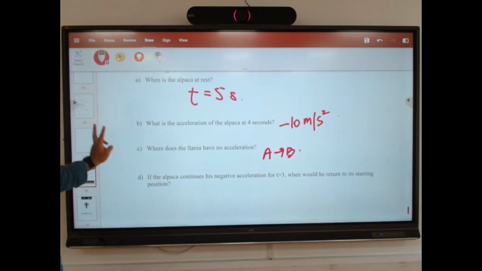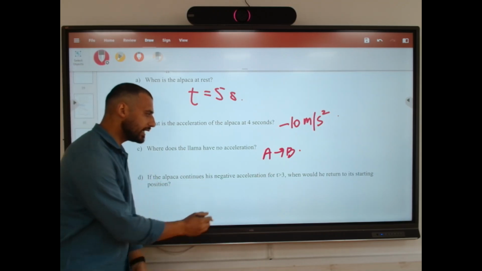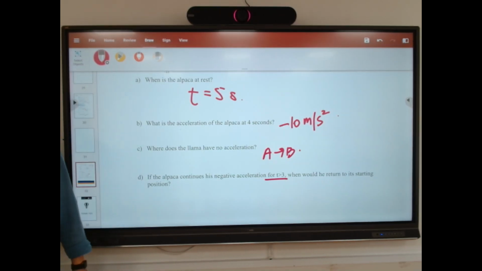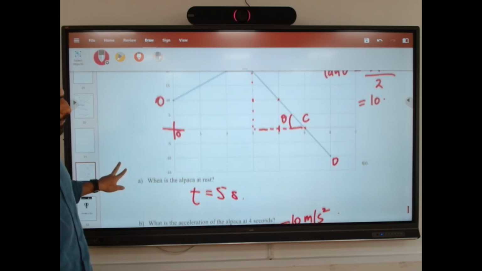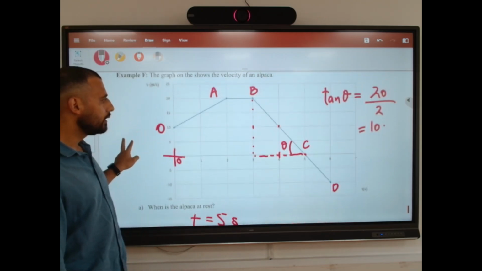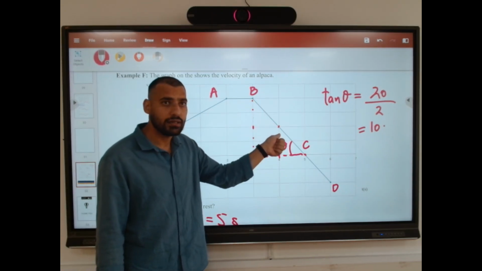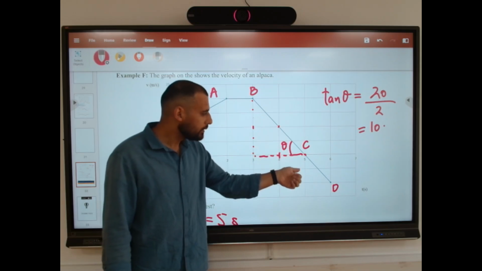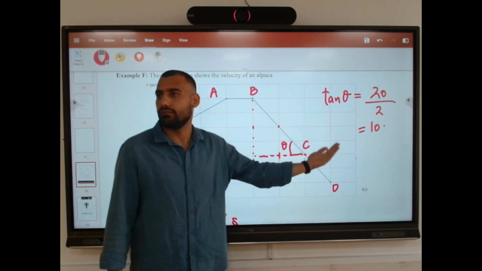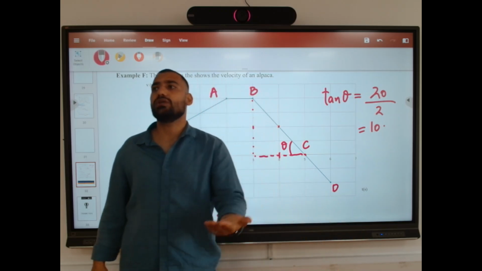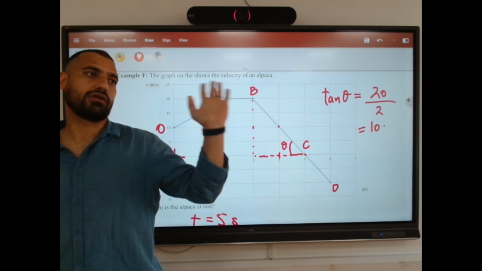Okay, now the last part. If he continues his negative acceleration for more than 3 seconds, when would he return to his starting position? So the question is, see what is happening. Do you see that when he is at 3, he has started to retard? Yes? The question is, if he continues like this, after how much time will he return to his original position?